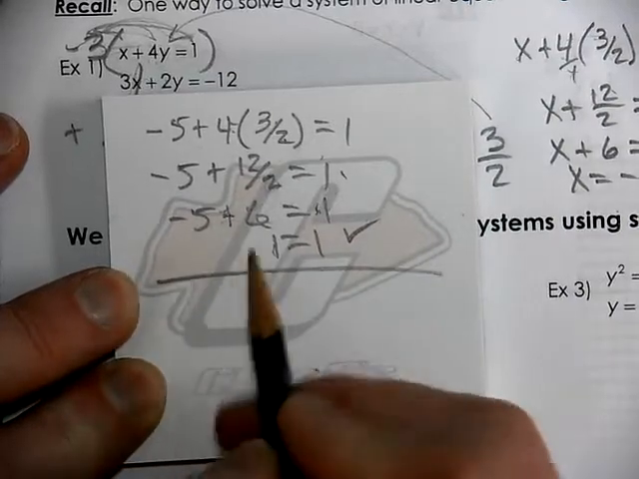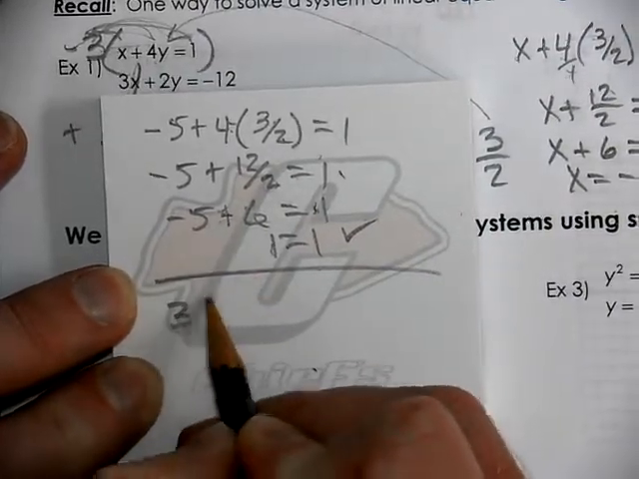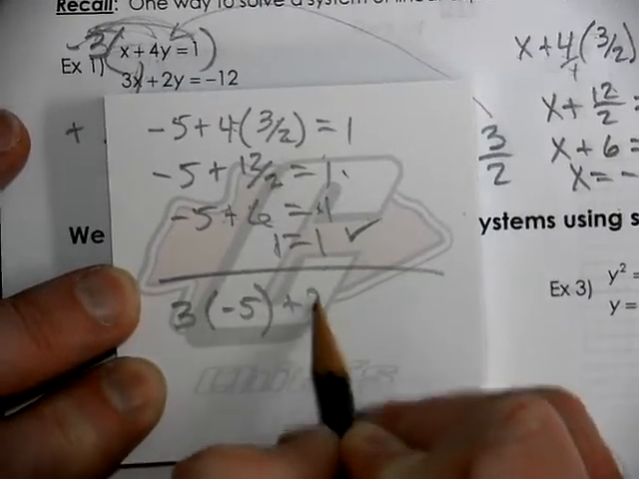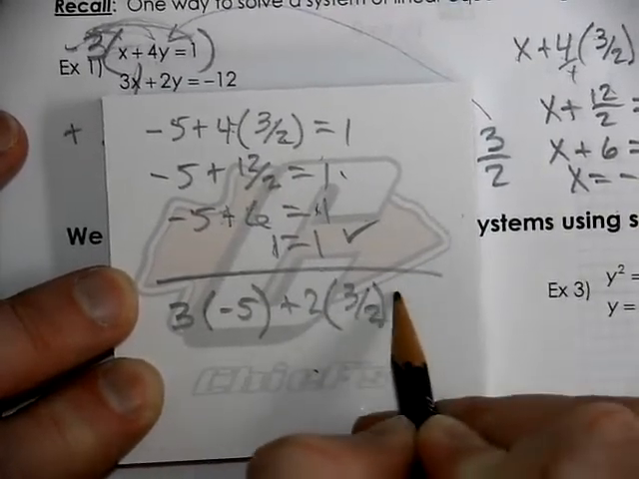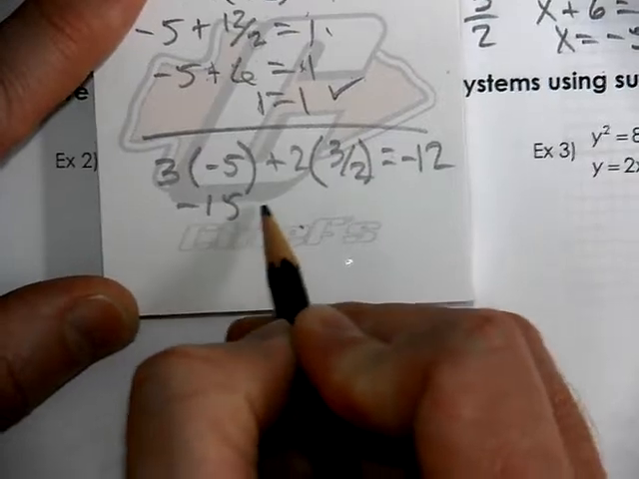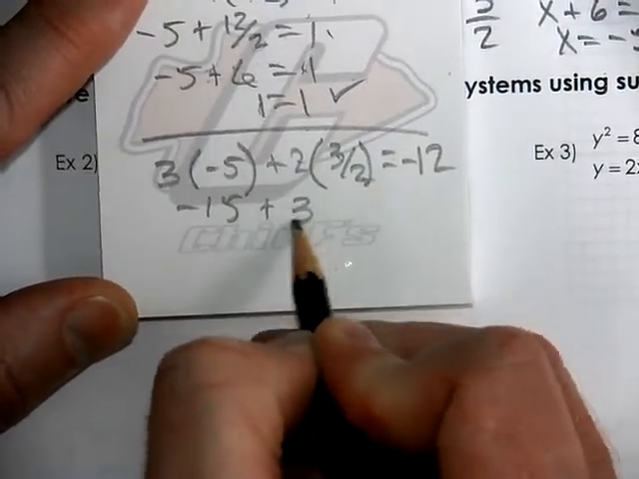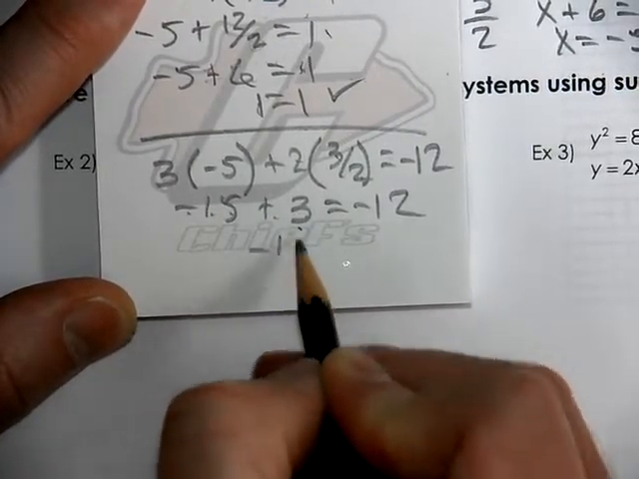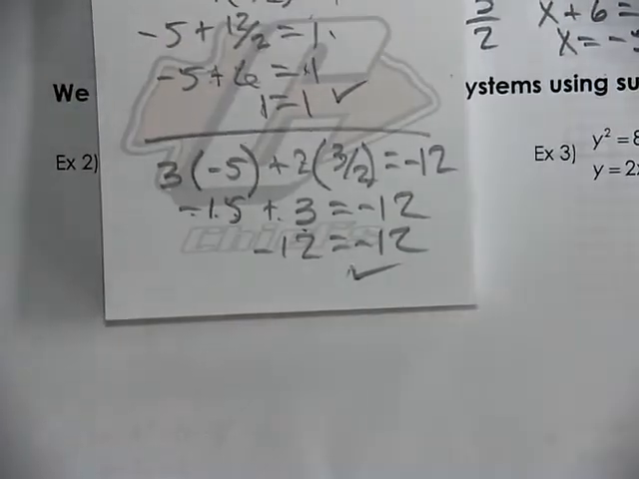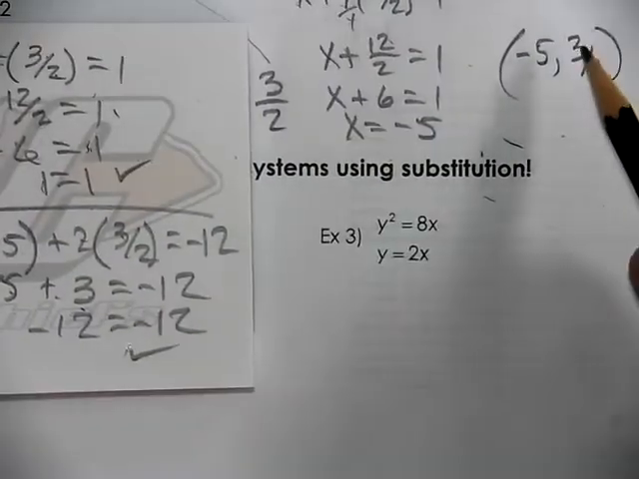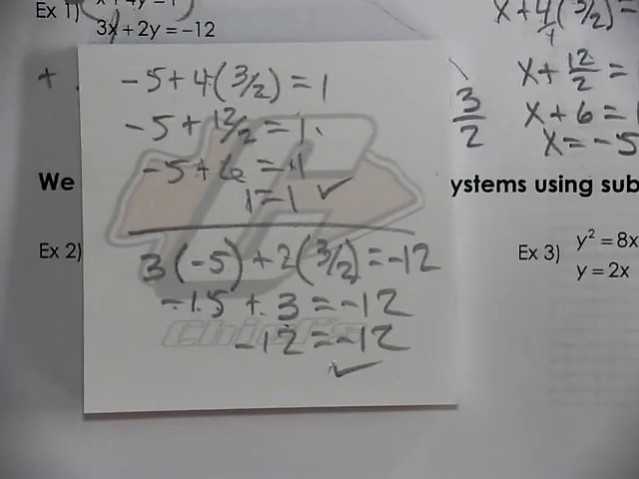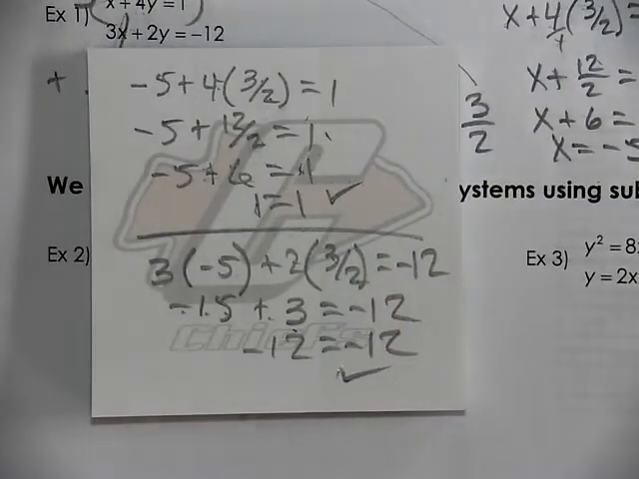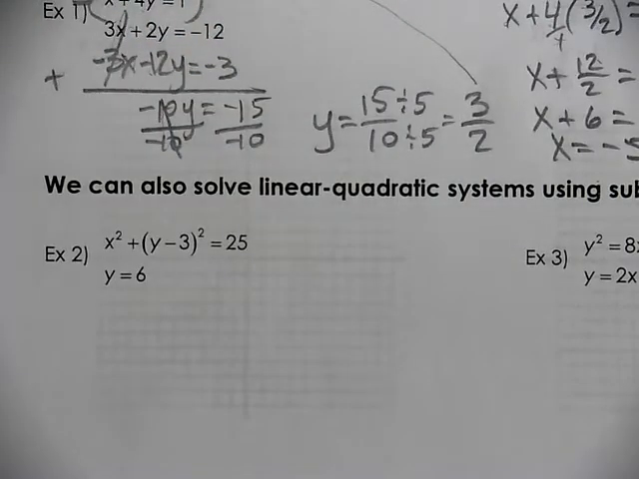You should check it into both equations. If you ever want to know if you did your math right, you can always check your solutions. And these are good examples because I'm working with a fraction. This is negative 15. This is 6 over 2, which is 3. Negative 15 plus 3 is not negative 18. It's negative 12. Check. It works. So my solution of negative 5, 3/2 gets plugged back into both equations, and it makes both equations true. So I know that that is a solution.